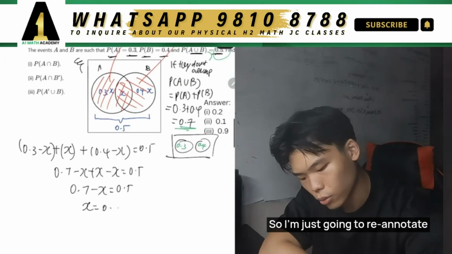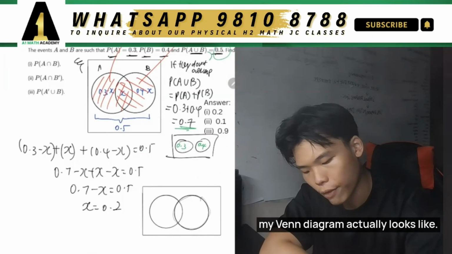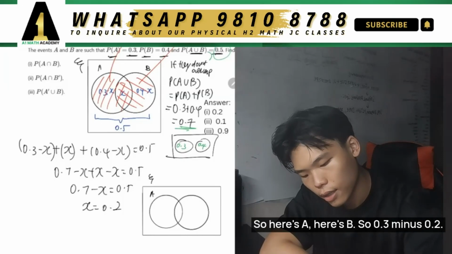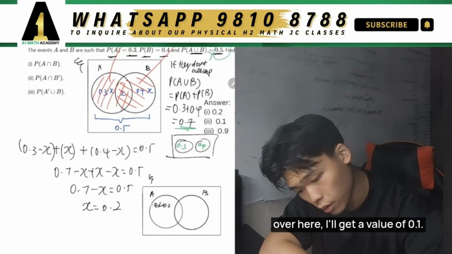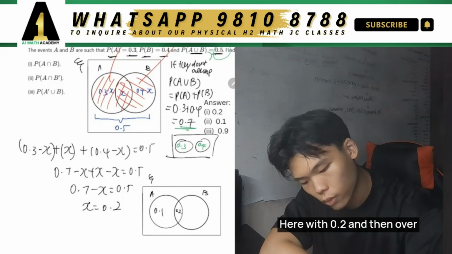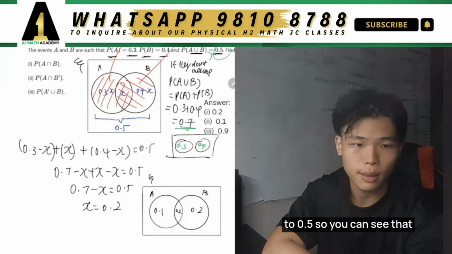So I'm just going to re-annotate it over here to give me a more comprehensive understanding of what my Venn diagram actually looks like. So here's A, here's B. So 0.3 minus 0.2, I know that on this portion over here, I'll get a value of 0.1. Here will be 0.2, and then over here will be 0.2. Right, and the whole thing adds up to 0.5. So you can see that everything actually makes sense.